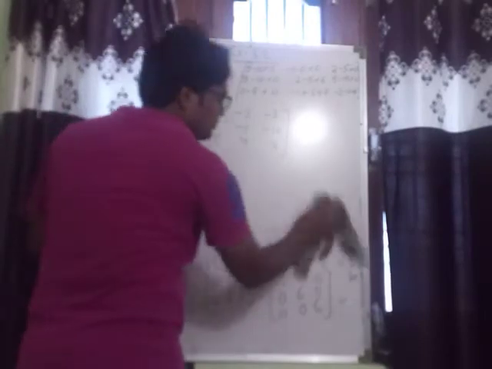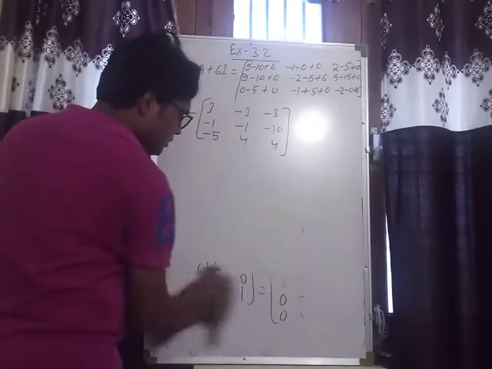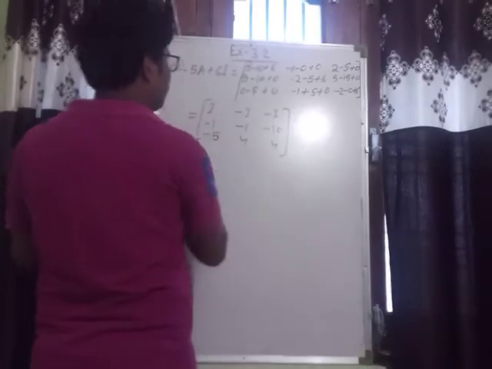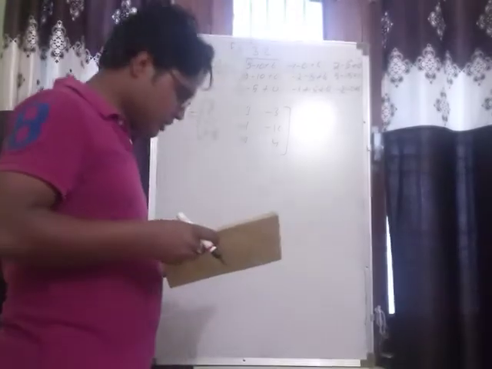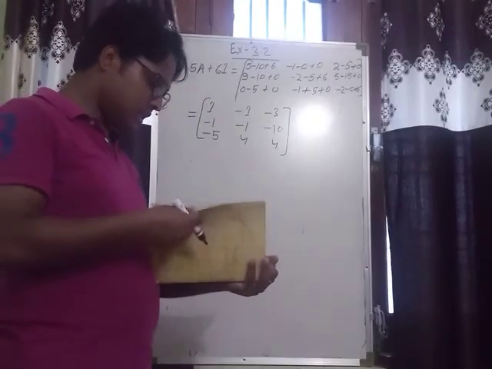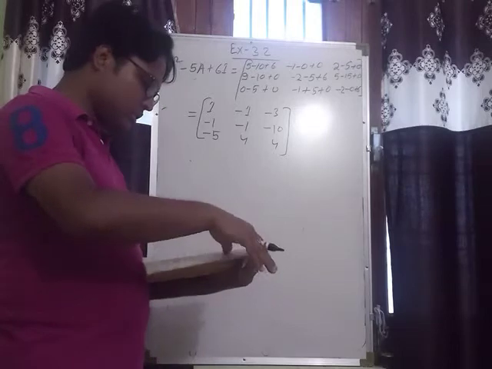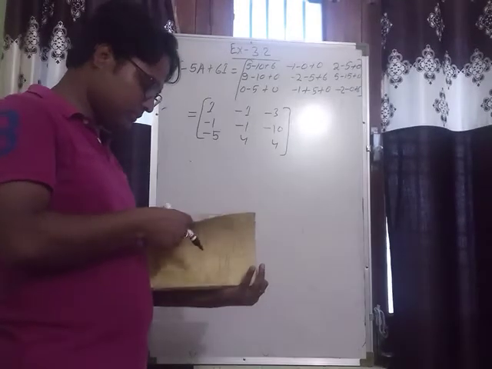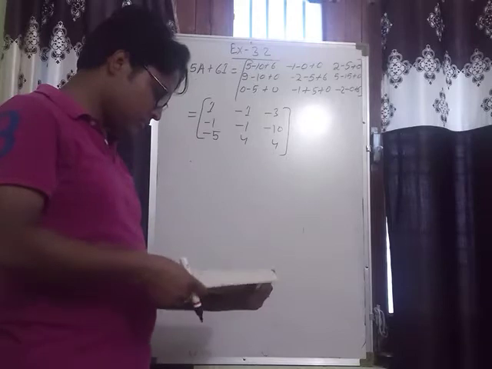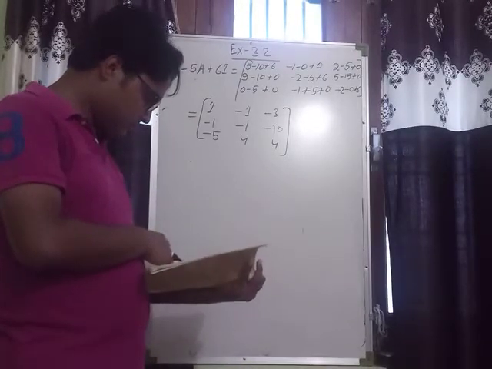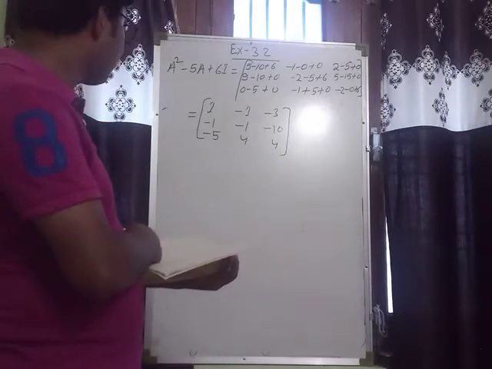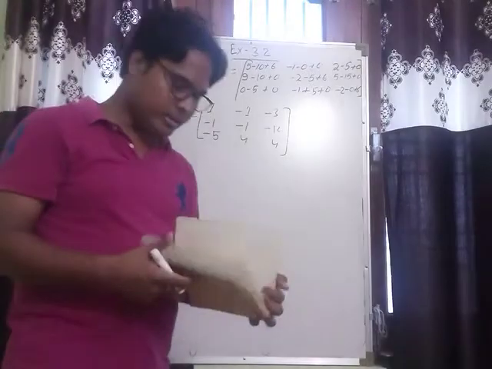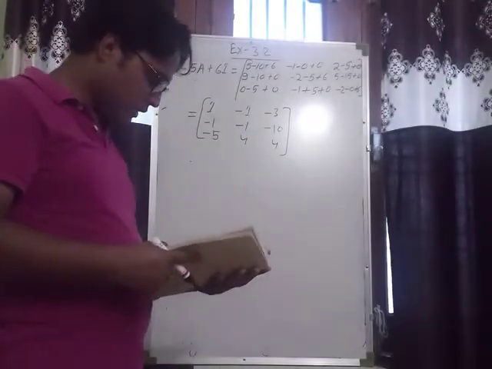Okay. So that is question number 15. Now read question number 17. You can check the answer. Answer will be given there. Question number 15, exercise 3.2. This is 1, minus 1, minus 3, minus 1, minus 1, minus 10, minus 5, 4, 4. That is correct. Okay.